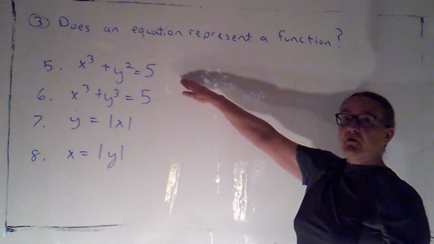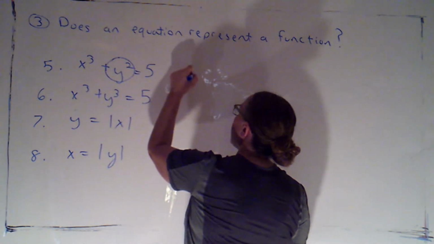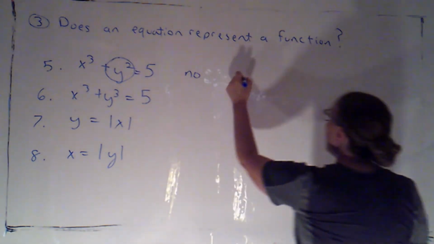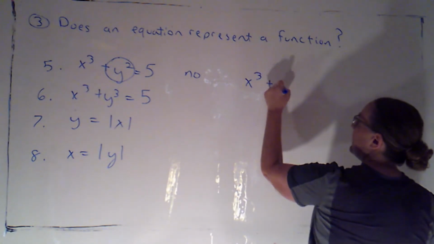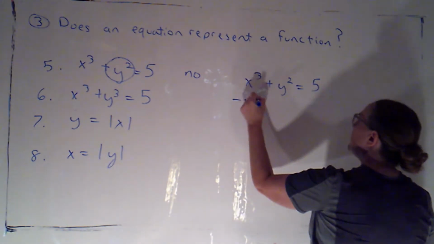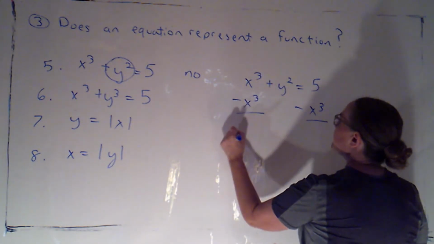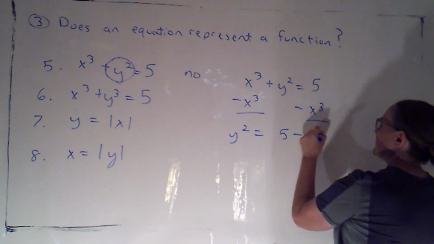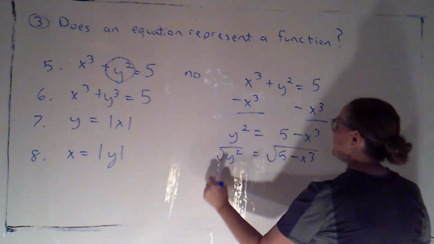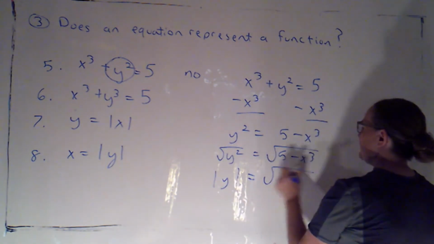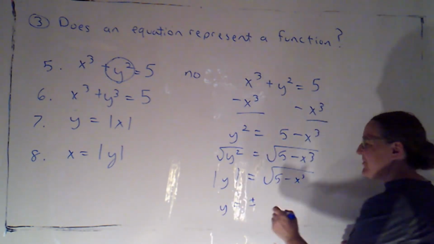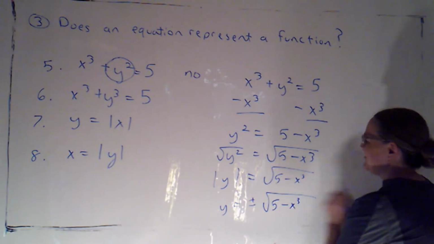So if I look at question number 5, I see an even power of y. I'm immediately going to say no. In this case, if I wanted to, I could do some work to remind myself of why this is not going to be a function. Not necessary, but certainly not wrong to do. This would be y squared equals 5 minus x cubed. I could take the square root of both sides, but that would give me the absolute value of y equals root 5 minus x cubed. So y, I would have two options. It would be plus or minus root 5 minus x cubed.